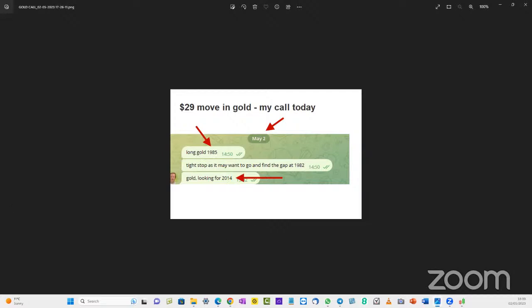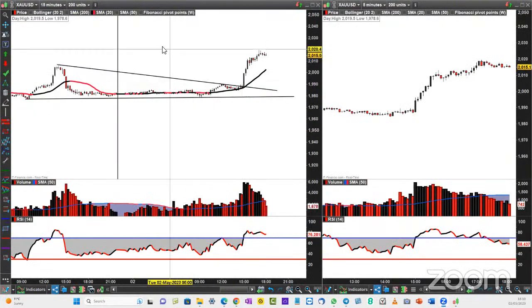I did think there was a decent chance this may not work, only because of that London move off of that earlier level, 1982. Quite often the US drag it back down to where London prices. Today they didn't. It just took off and ran.